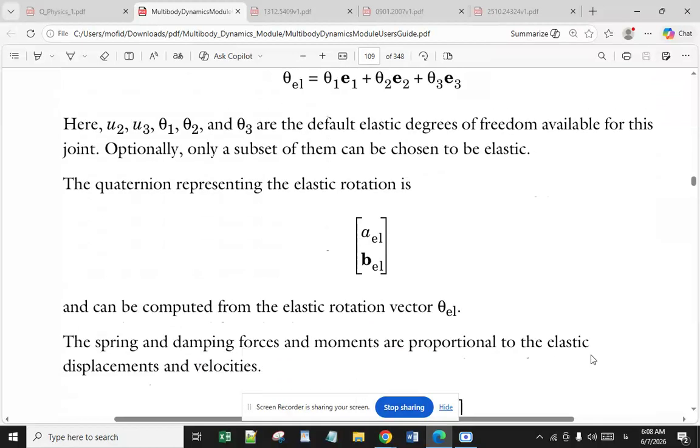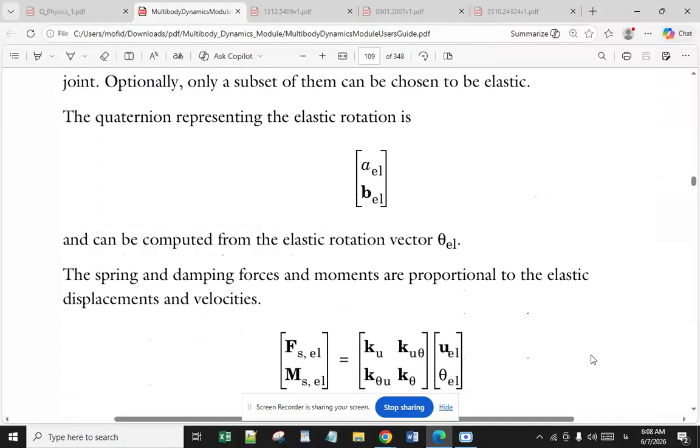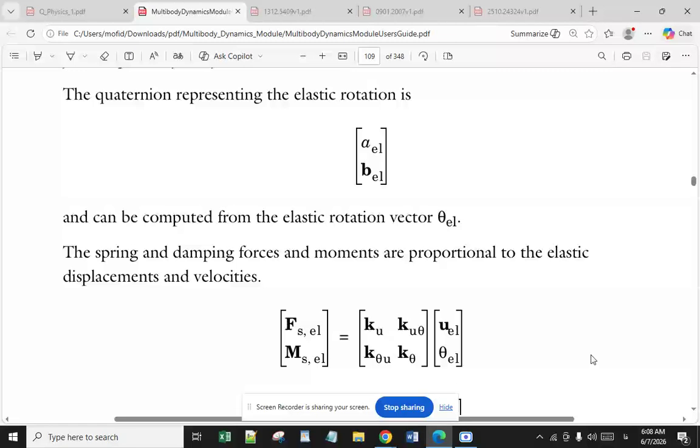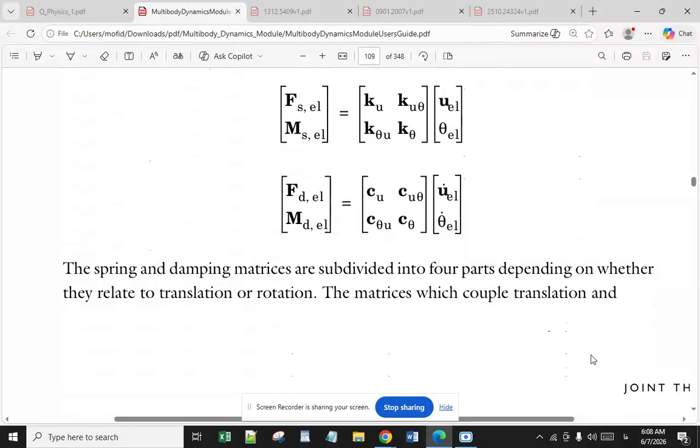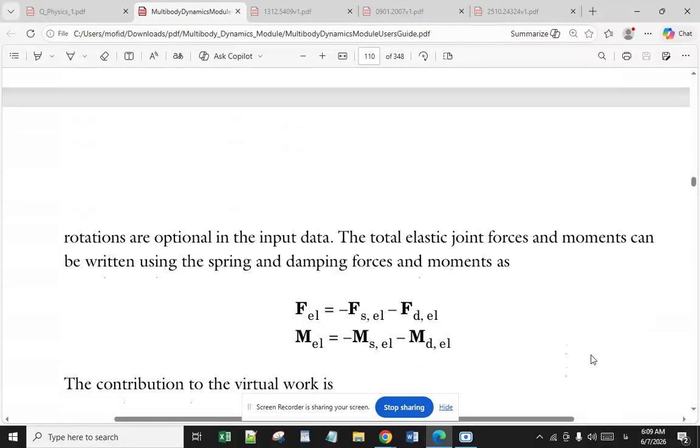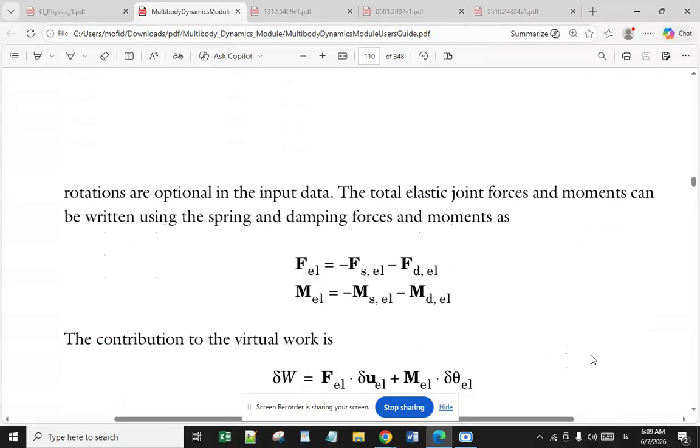The quaternion representing the elastic rotation is as follows, and can be computed from the elastic rotation vector theta EL. The spring and damping forces and moments are proportional to the elastic displacements and velocities. The spring and damping matrices are subdivided into four parts depending on whether they relate to translation or rotation. The matrices which couple translation and rotation are optional in the input data.